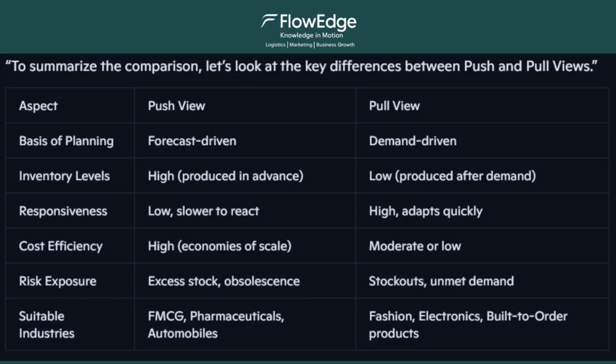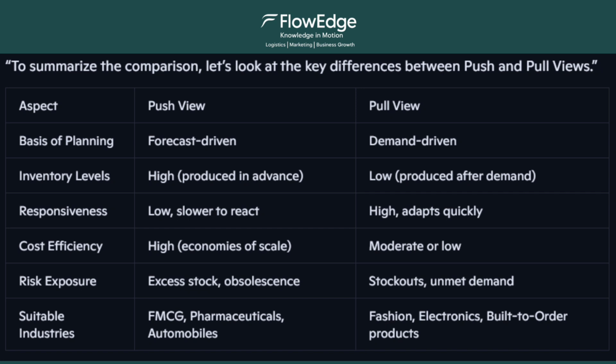To summarize the comparison, let's look at the key differences between the push and pull views. Firstly, on the basis of planning, in a push system, planning is based on forecast, wherein companies predict future demand and produce accordingly. In contrast, a pull system relies on actual customer orders, meaning production only begins when demand is confirmed. When it comes to inventory levels, push model maintains high inventory levels because goods are produced in advance and stored until sold. Whereas the pull model, on the other hand, keeps inventory low or even non existent as products are made only after receiving orders.